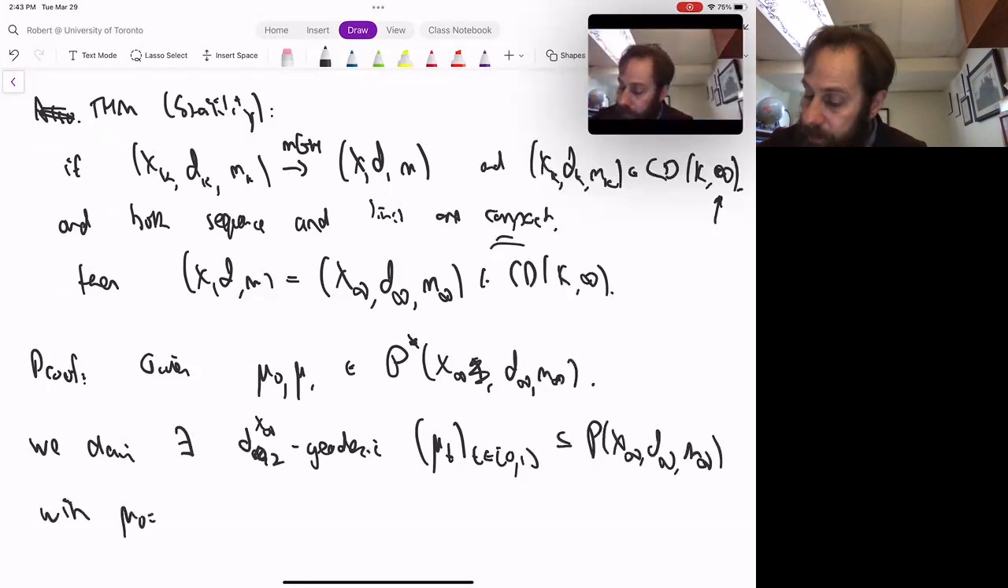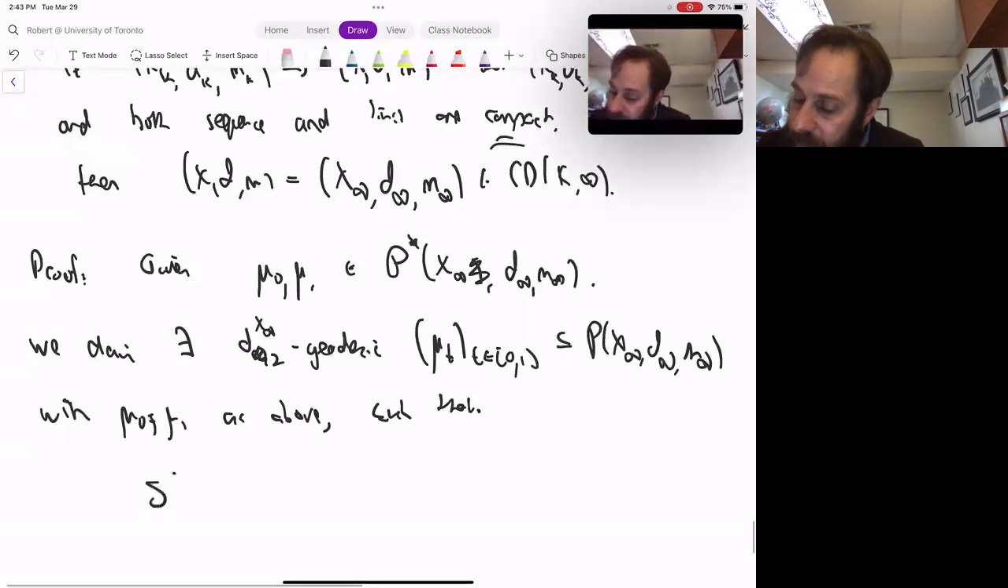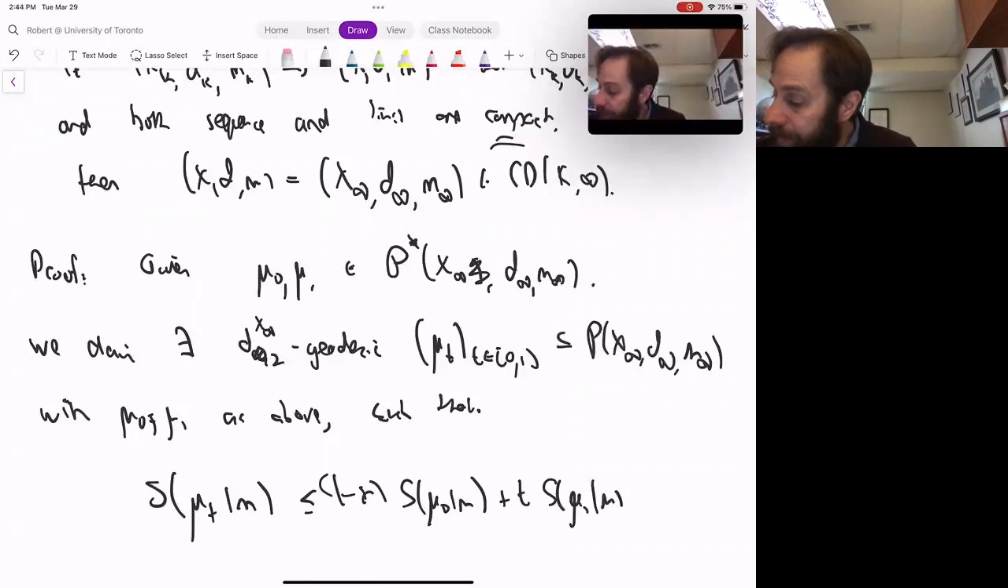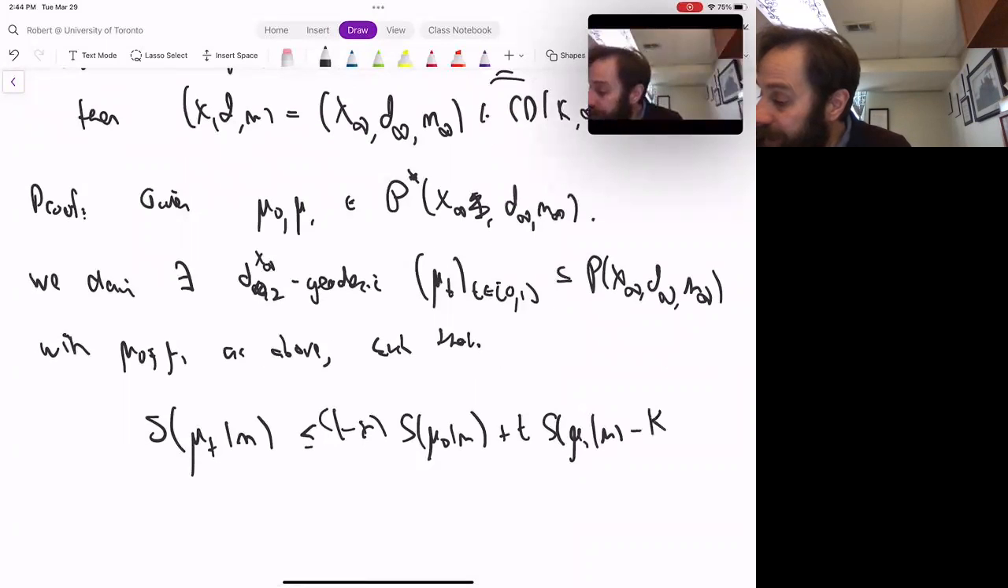With mu0 and mu1 as above, such that the relative entropy of mu t with respect to m should be less than (1 minus t) times the relative entropy of mu naught with respect to m, plus t times the relative entropy of mu 1 with respect to m, and then minus, if K is non-zero, a term which is quadratic in t, times the limiting Wasserstein 2 distance between mu naught and mu 1, squared, of course in X infinity.